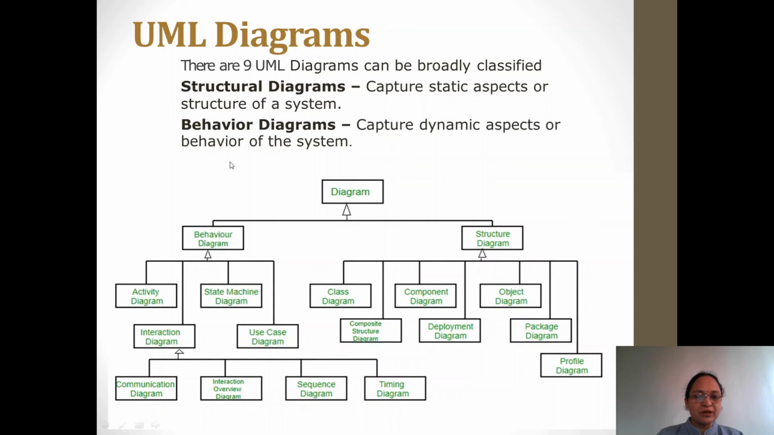See now the categorization of the diagrams in this chart. Diagrams are classified into behavioral diagrams and structural diagrams. Under the behavior category, the diagrams are activity diagram, interaction diagram, state machine and use case. In the structure diagram category, there are class diagram, component diagram, object diagram, package diagram and deployment diagram. Now we will see these diagrams one by one in the next session.